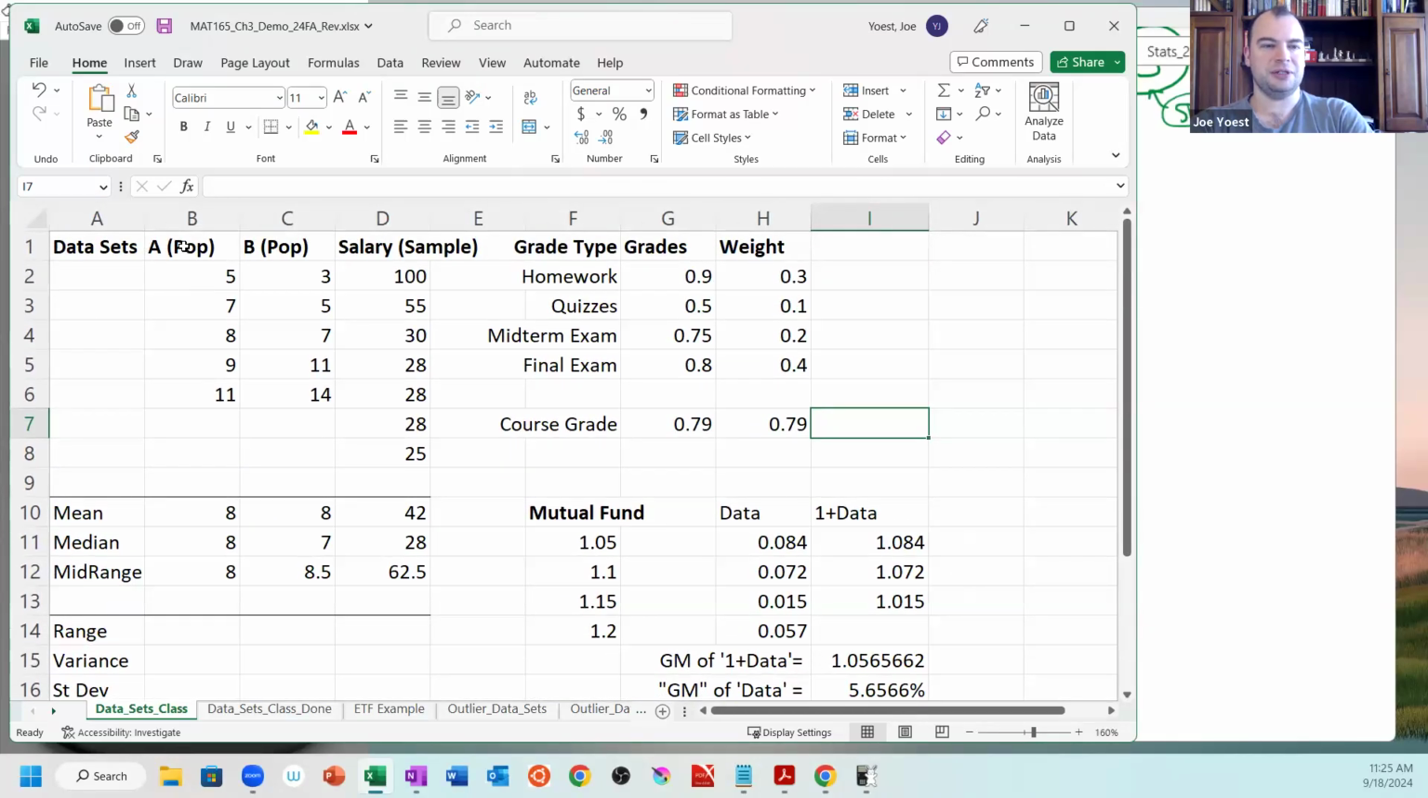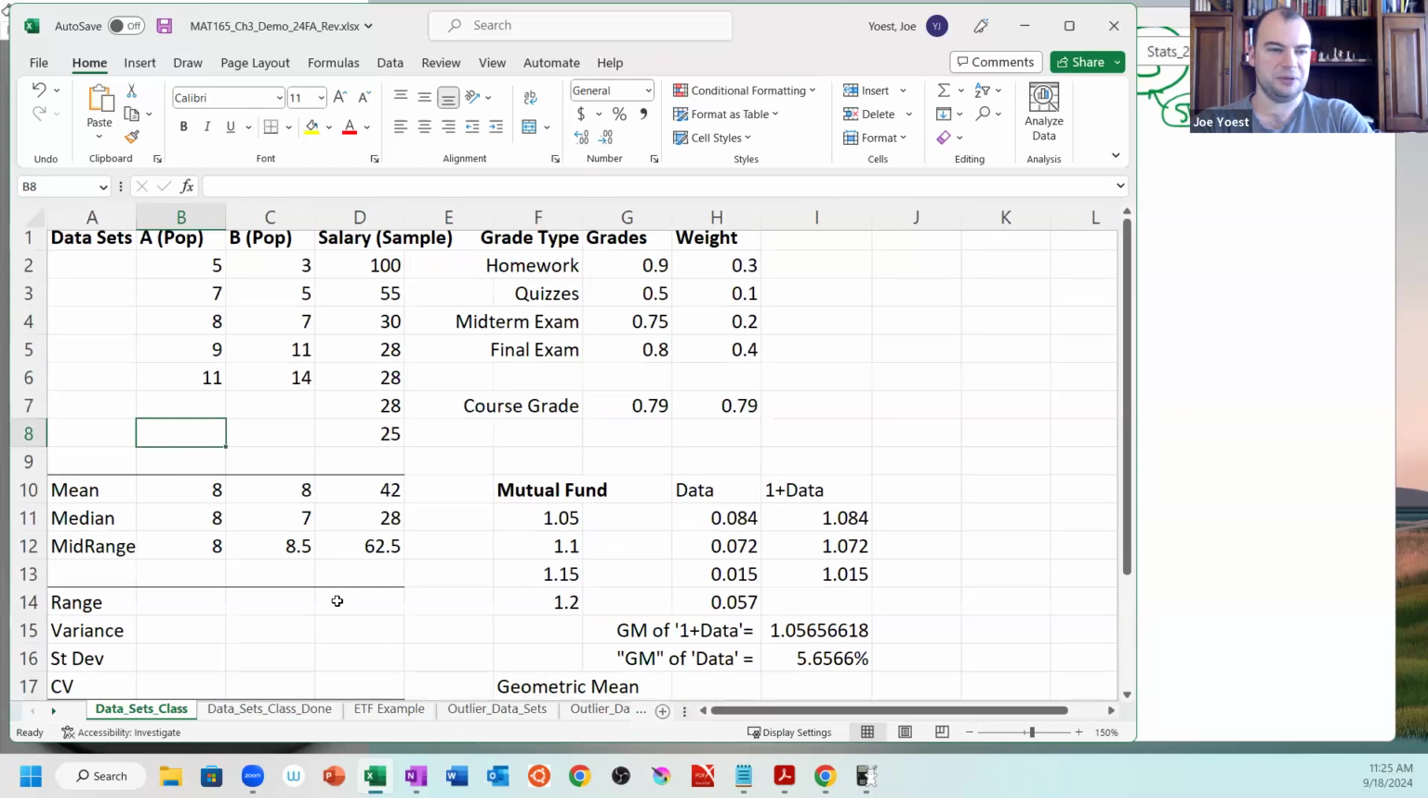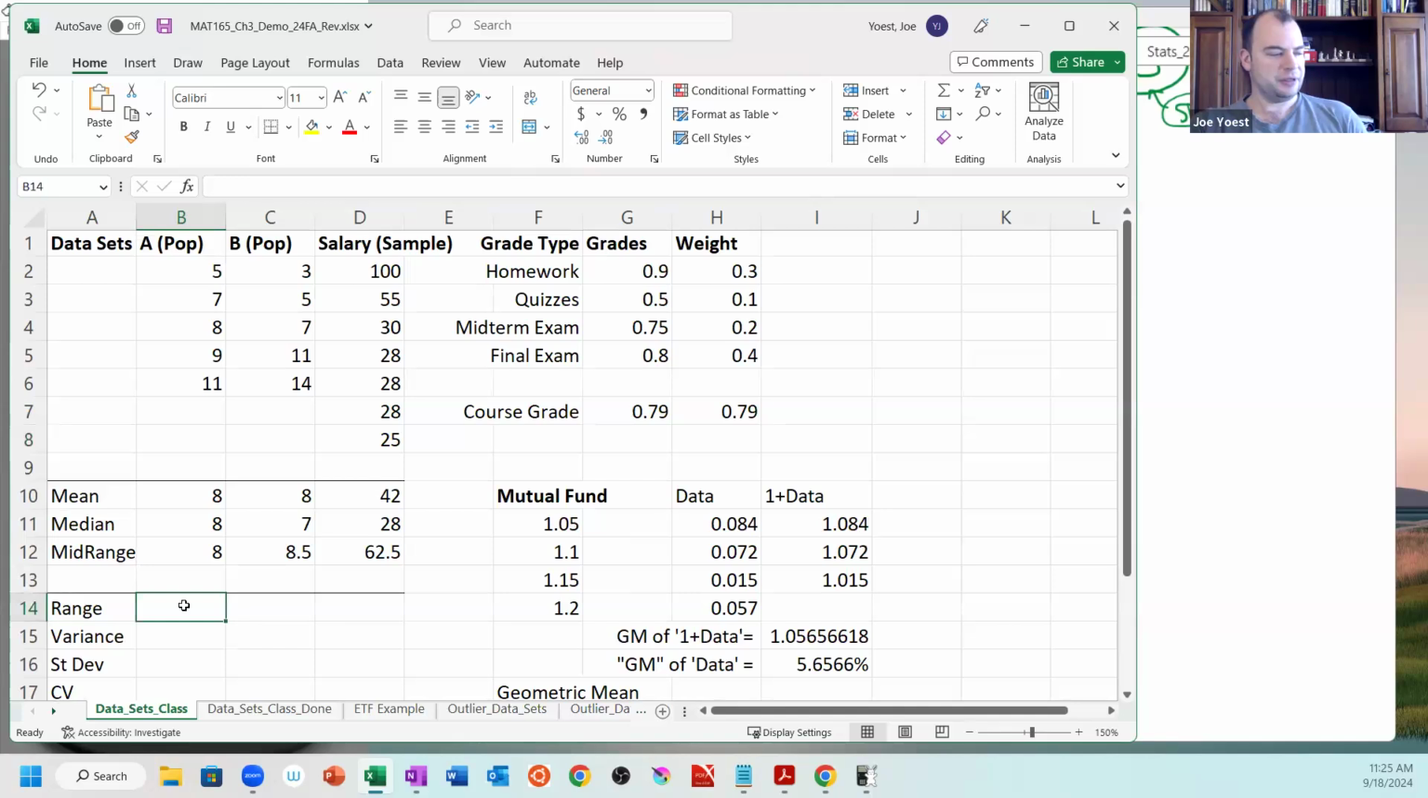So we have our same data sets, the Ashley, Brandon, and salary data. The salary data is fixed, so if you're using the revised Excel file, that's fixed. And let me shrink this down just a little bit so we can get everything on the screen. Let's go through and compute the range, the variance, and the standard deviation for each of these data sets. So the range we know is the maximum data value minus the minimum data value. We don't have a built-in Excel function for that, but we can just use max minus min.